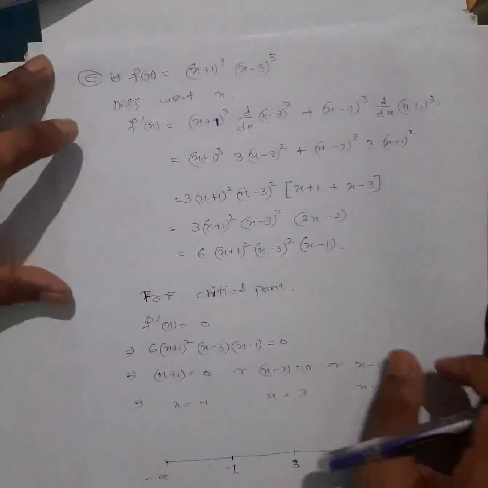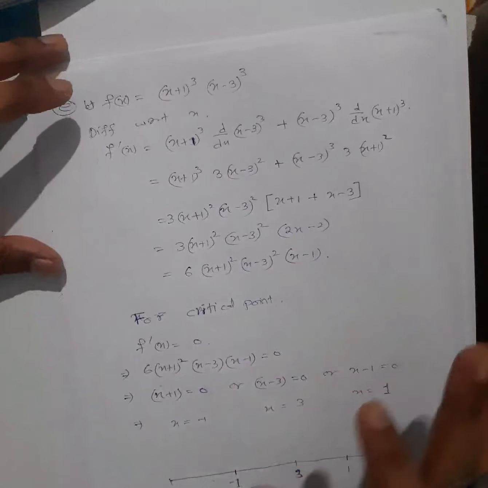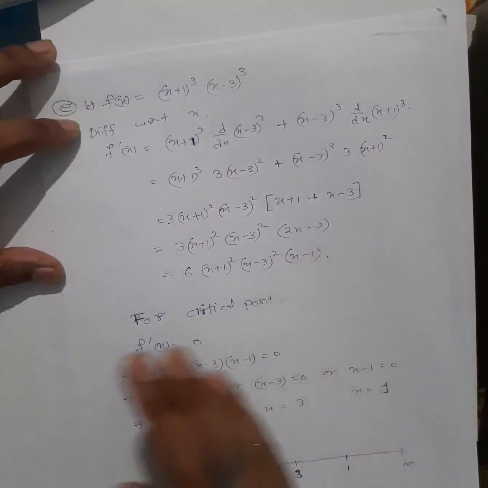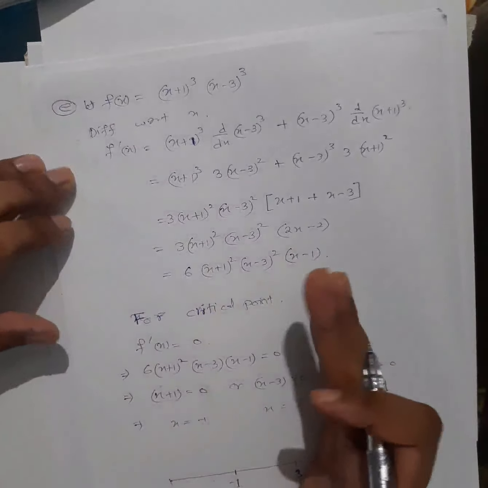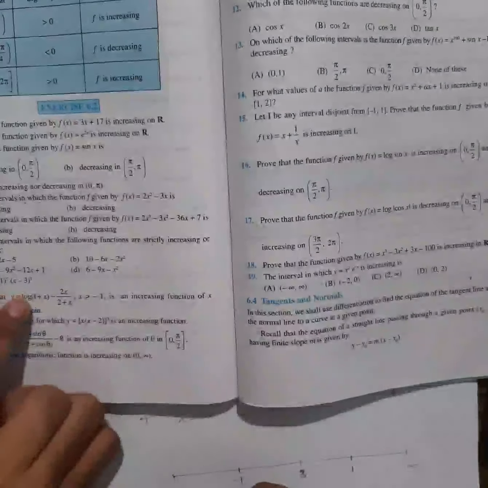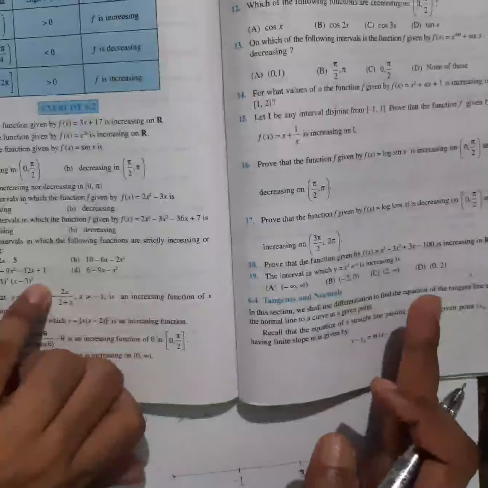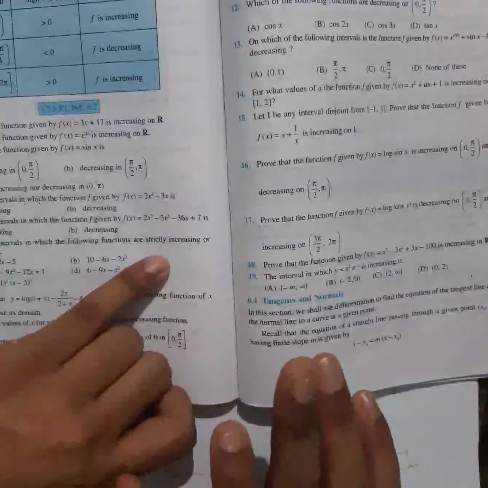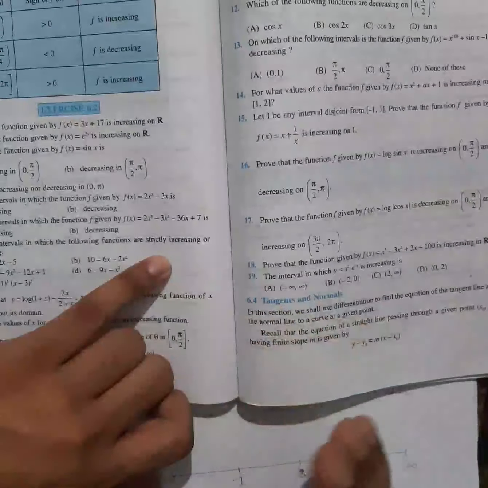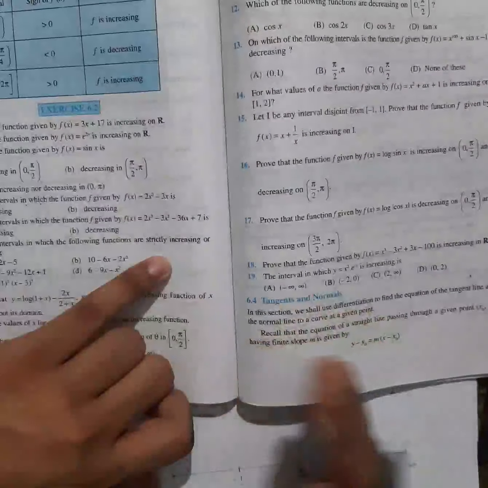Okay, students, so next is question number E. Okay, 6E. Now you might have seen in the answer, if you see in the back side, the answer is a little different. The reason is, in the question they have asked you strictly increasing or decreasing, and the answer they are giving in terms of increasing and decreasing only. I have already explained the difference between strictly increasing and only increasing.